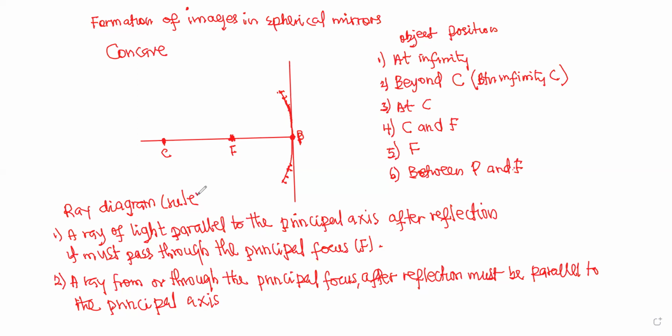It is the reverse form of the first rule. Light obeys the principle of reversibility. So if the ray is parallel to the principal axis, after reflection it must pass through the principal focus. And if a ray of light from the principal focus or passing through the principal focus after reflection, it must be parallel to the principal axis. I'll give a sketch of all this.